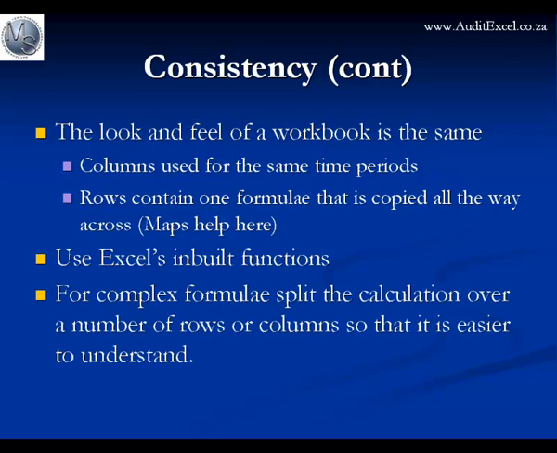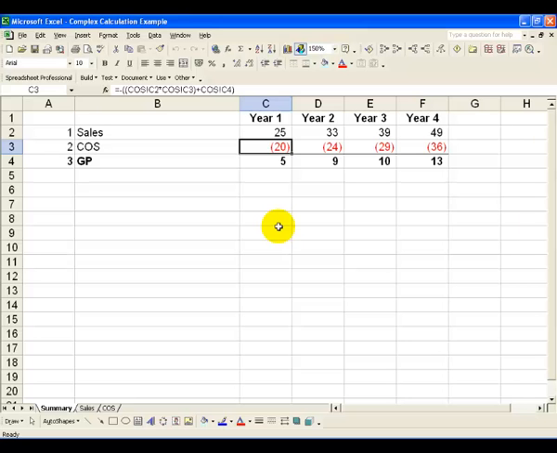Another area is where you've got a very complex formula. Often you click on a cell and there's a triple nested if function, very complex, lots of brackets, lots of calculations. It is often easier just to split it up over a number of rows or columns, just to make it fairly easy for the person to actually understand what is going on.